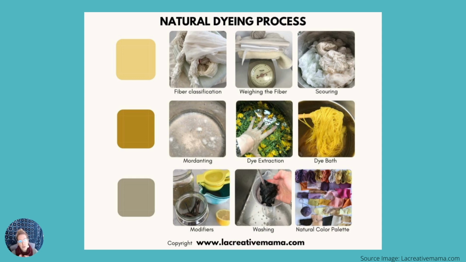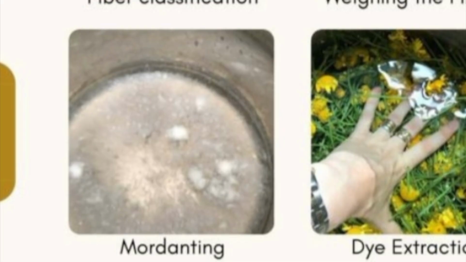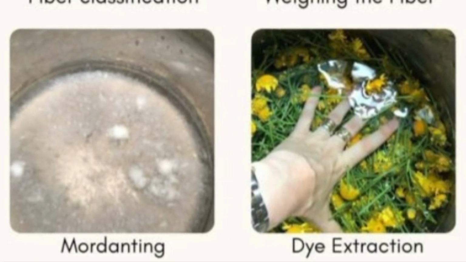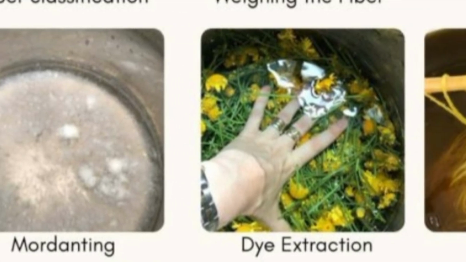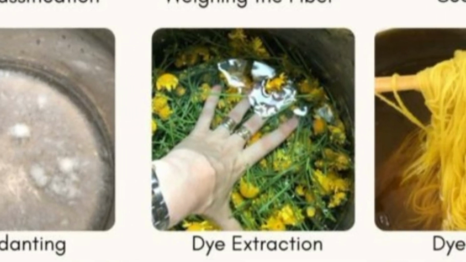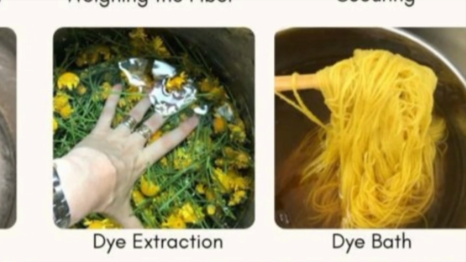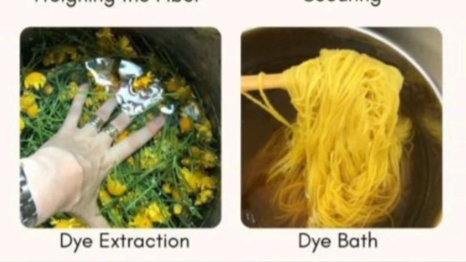Next, if your dye requires it, you'll be adding a mordant to the water that your dye will be going to. And then you'll be adding a mordant to the water that your fiber will be going to. And then you'll either be extracting the dye if you're using raw materials, or you'll be creating your dye bath, which is adding your dye to the vat of water that your fiber will go in.